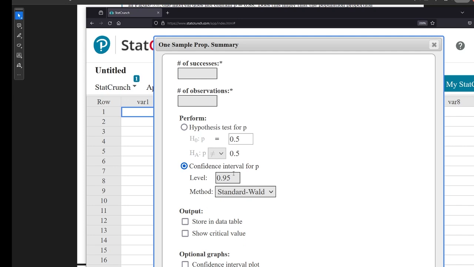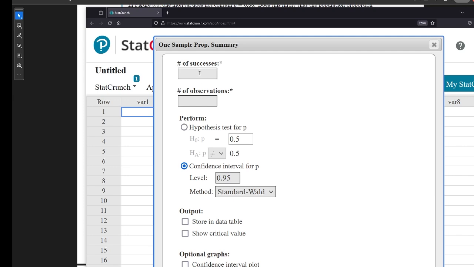We want it to be a 95% confidence interval. If you wanted it to be 90, you'd change it there. If you wanted it to be a 99% confidence interval, you'd make it like that. But we're just going to leave it as 95, which is kind of a standard. If you don't know what level to make your confidence interval, you make it a 95% confidence interval. You can change it if you have good reasons, but that's kind of the default most of the time.